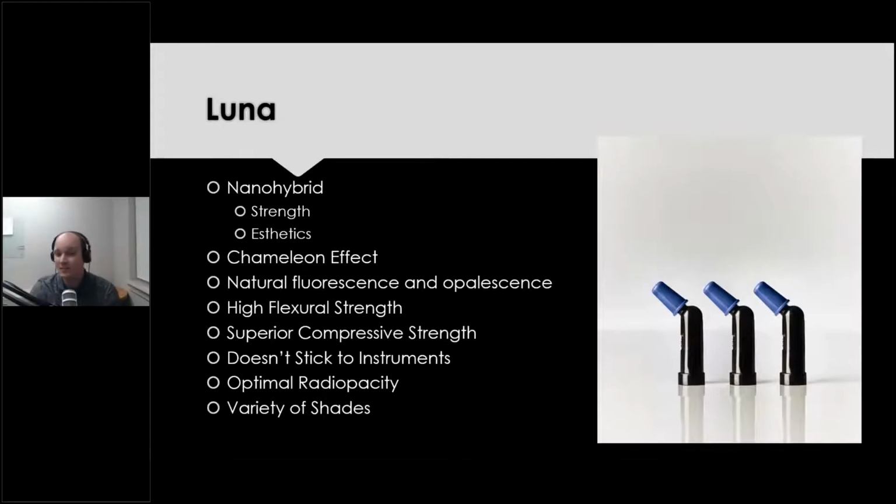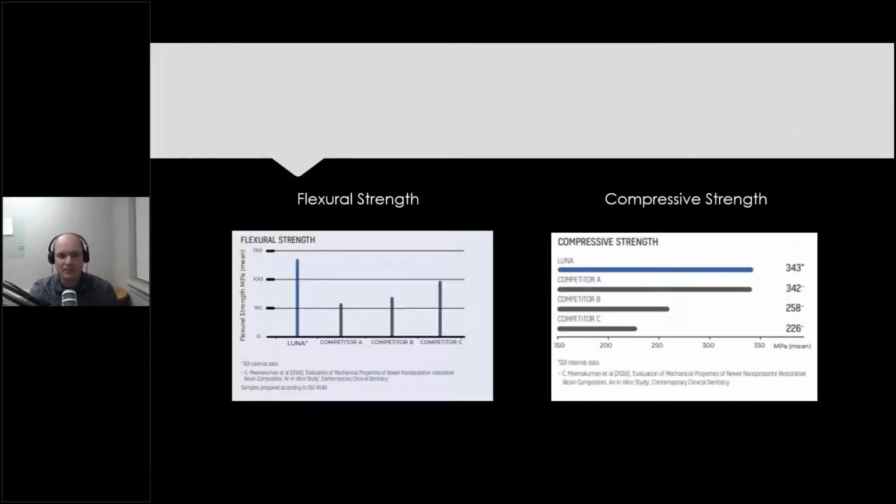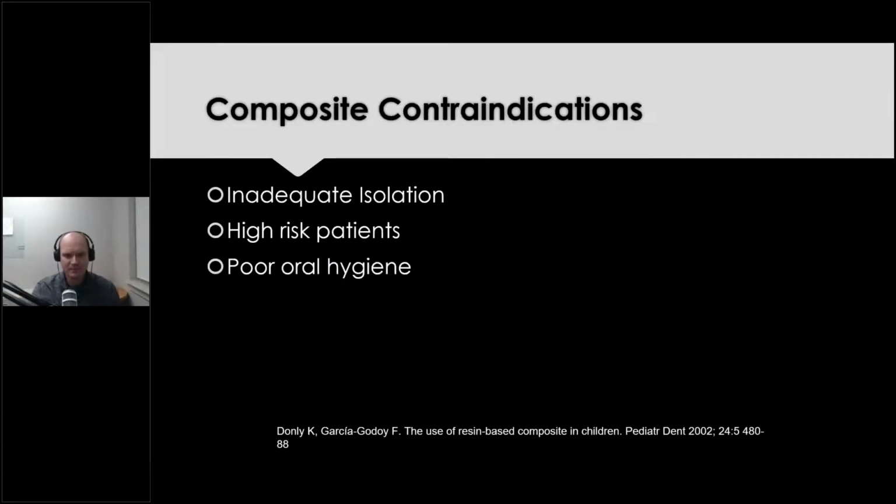So if you think of something getting pushed together really hard, or an occlusal mastication, it's got very high compressive strength. Biggest thing for me is it doesn't stick to my instruments when I use it. I love that. I don't have to put alcohol or bonding agent on my instruments. And it's got a wide variety of shades. So here, if you look at the flexural strength compared to some of the other composites there, very, very high. And then also the compressive strength is very, very high compared to some of the other composites on the market.